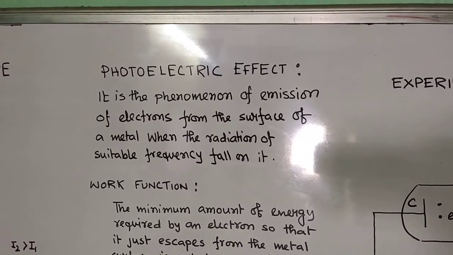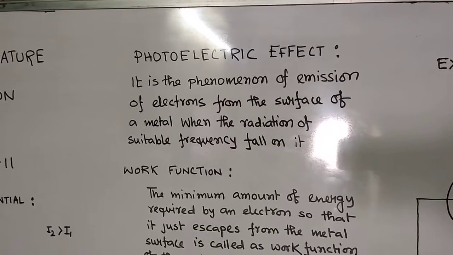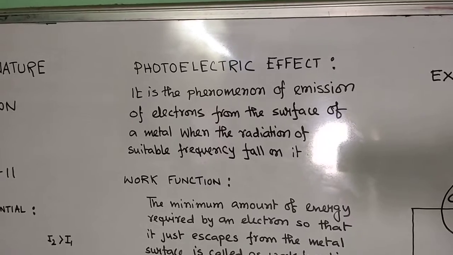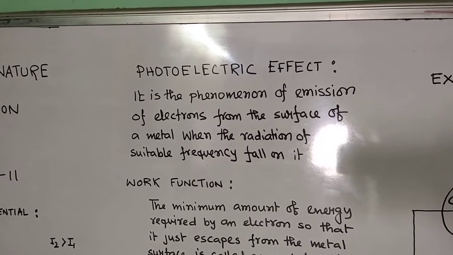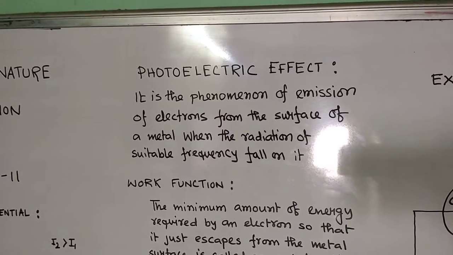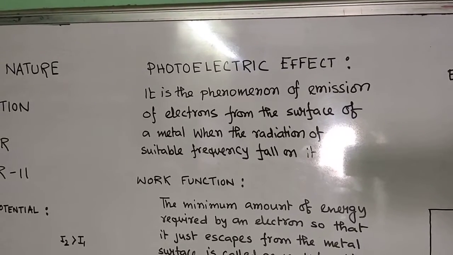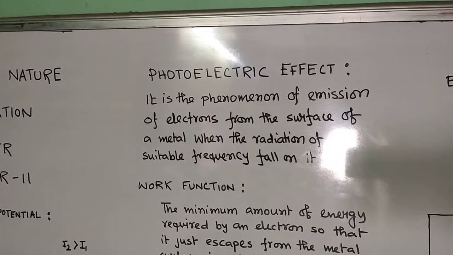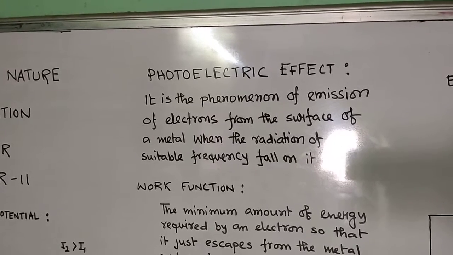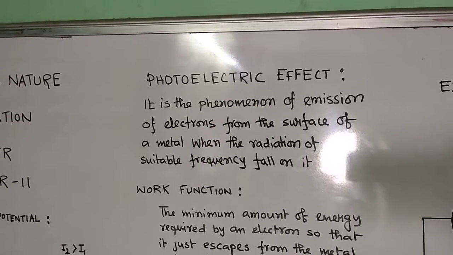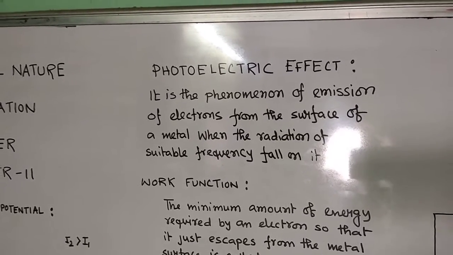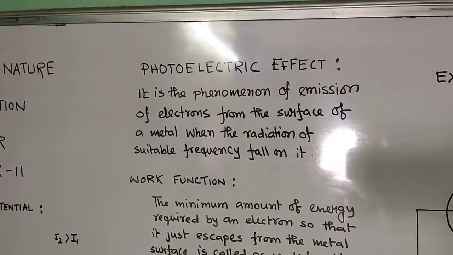The energy of the light goes inside the metal surface and it reaches the electron which resides in the topmost level. The energy is absorbed by the electron, and if the energy of the incident light is sufficient or more than the work function of the specific metal, then the electron will come out from the metal surface.